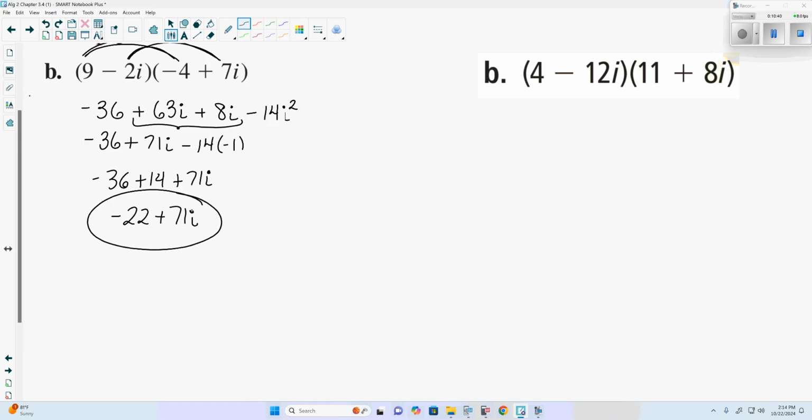Now for the most part, i we can treat the same as we would if it was just a variable, but the only time it changes is if it gets a power bigger than 1. And we've just got to reduce it down. That's it.